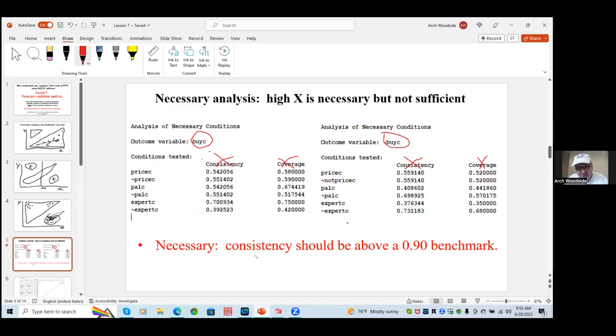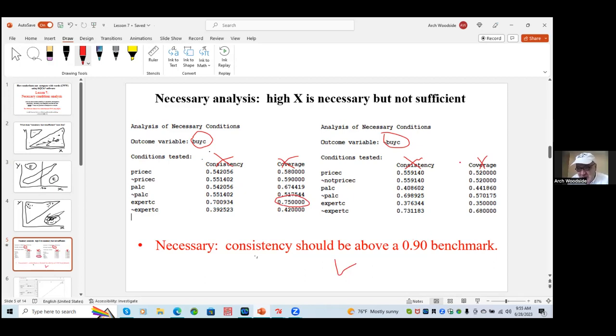But looking at this, expertise has a consistency of 0.75 here. Let's see, where am I here? Right here. You see the 0.75? So that's near the benchmark. And so what this indicates is the odds are about 3 to 1. If you give an expert message, you're going to buy here.